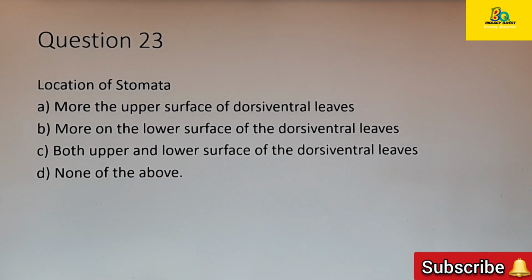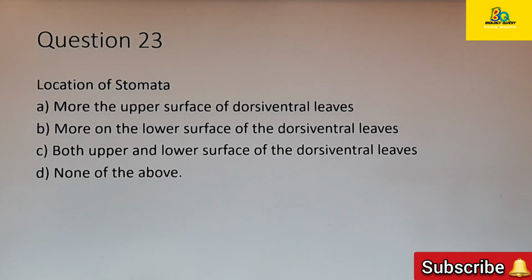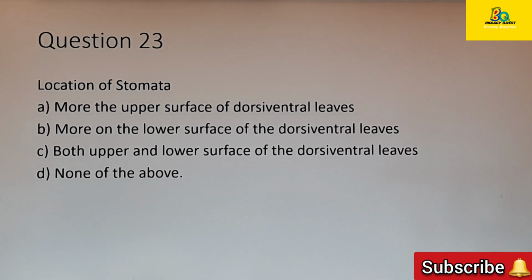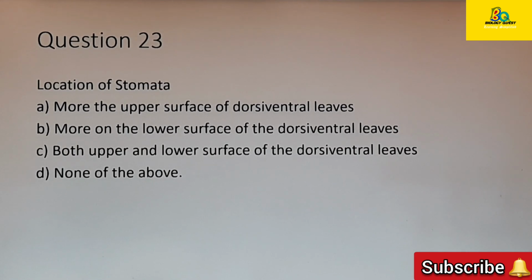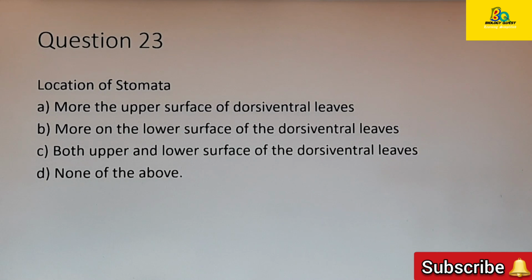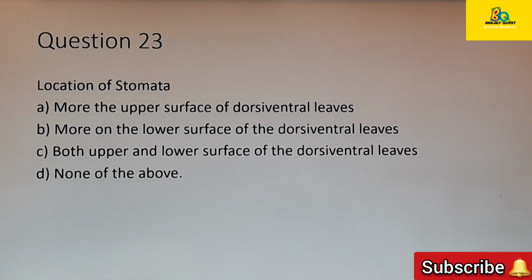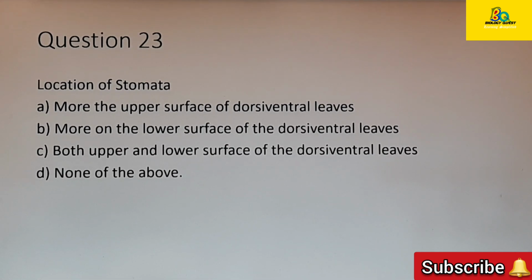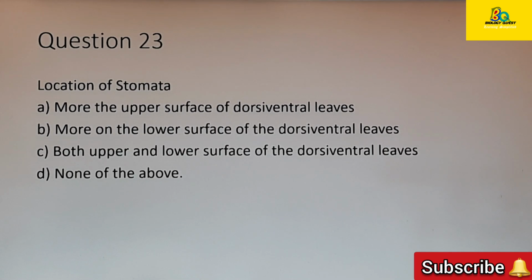So what is a dorsiventral leaf? Dorsiventral leaves are unique to dicot plants. Okay. So here, the location of stomata in dorsiventral leaves. What is the correct answer? In dorsiventral leaves, these stomata are concentrated more on the lower surface than on the upper surface, isn't it? Whereas in the case of monocot leaves, the stomata are distributed almost equally on both the upper and lower surfaces of the leaves. That is in the case of monocot leaves.